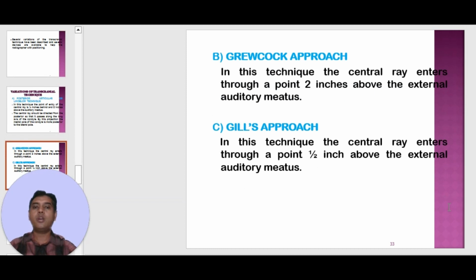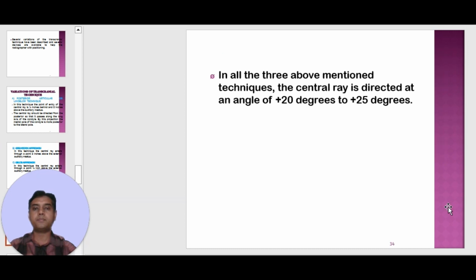The second variation is the Grewcock approach. In this technique, the central ray enters through a point 2 inches above the external auditory meatus. The third approach is Gill's approach. In this technique, the central ray enters through a point half an inch above the external auditory meatus. In all the above mentioned techniques, the central ray is directed at an angle of plus 20 to plus 25 degrees.